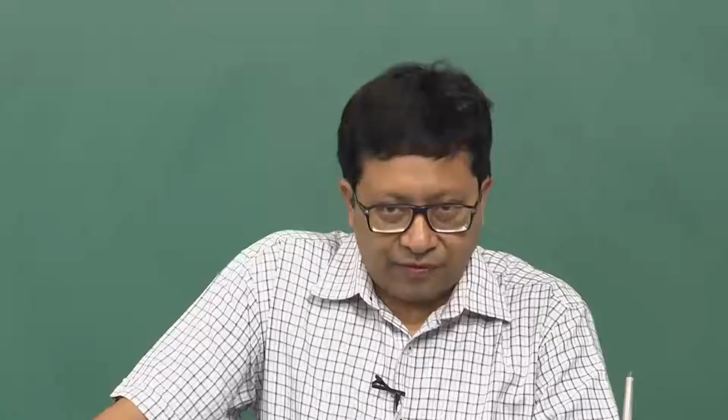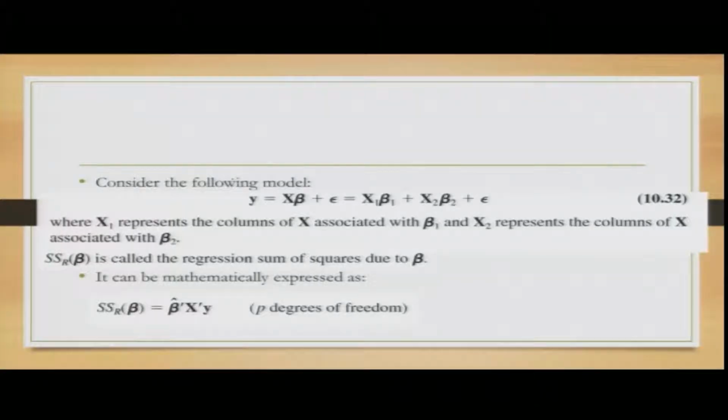So, if I read it, it will become clear to you, where x i represents the columns of x associated with beta i. So, basically, I have been able to divide the whole matrix into two parts, need not be equal. x 1 is a matrix associated with the beta 1 vector, and x 2, which is a matrix, is associated with the beta 2 vector.